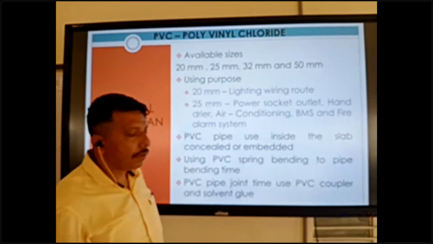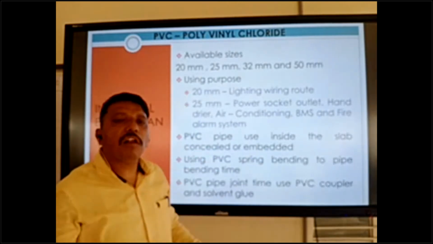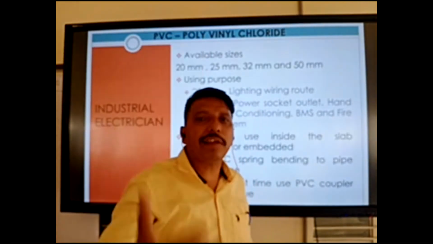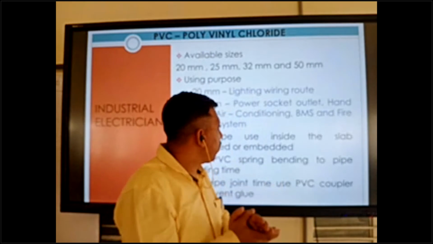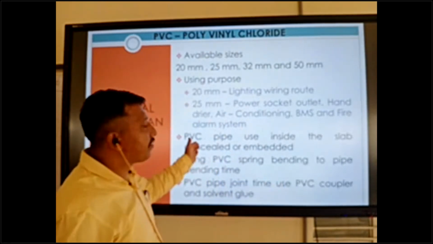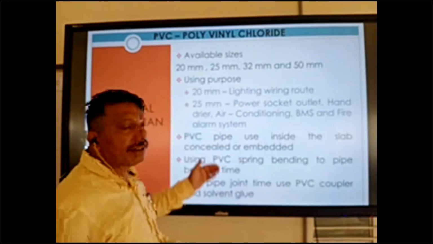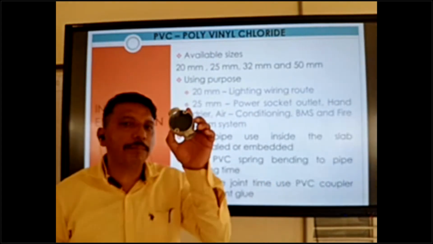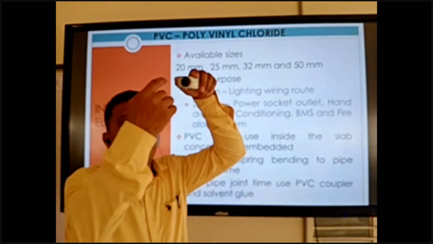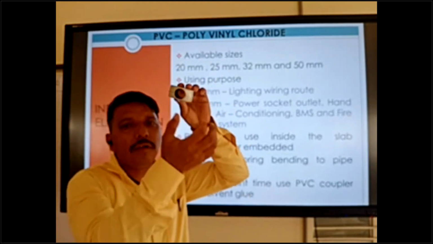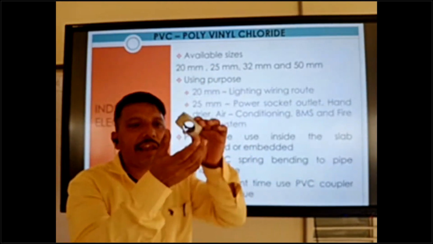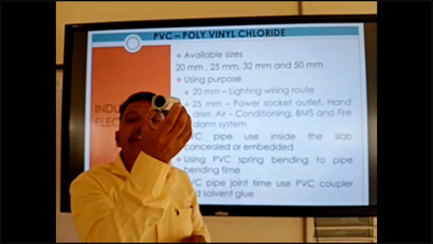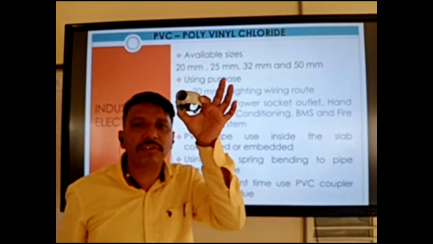PVC pipe is always used inside the slab, not in the open, concealed. We can use it with a box or pointing. Like a box for PVC pipe is inside the slab, and we can use it where there is a common point, same like a box.